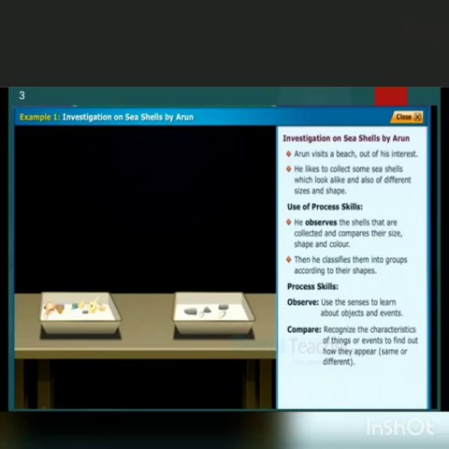Observe. He uses the senses to learn about the objects and events. Compare, recognize the character of things or events to find out how they appear. Classify, group or organize objects or events in categories based on specific characteristics.